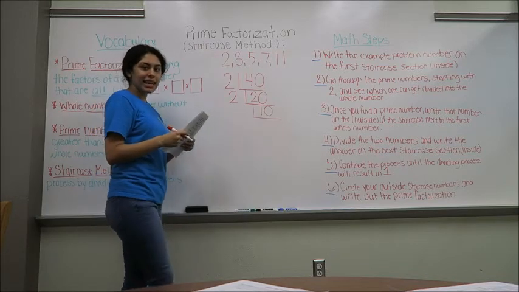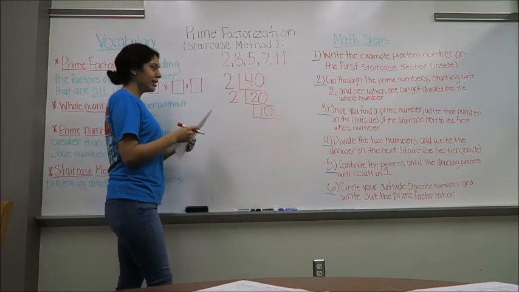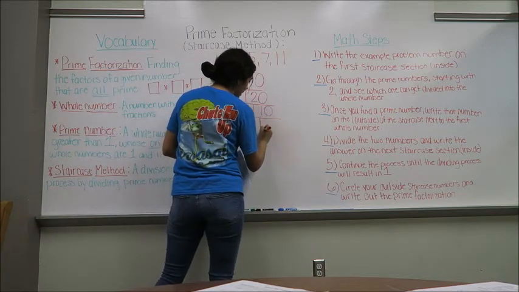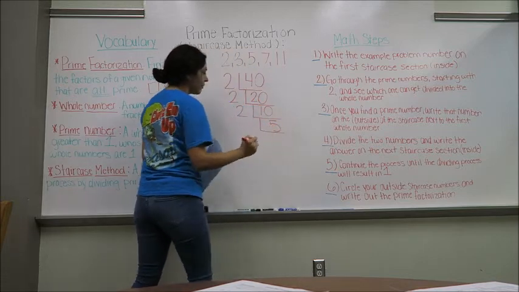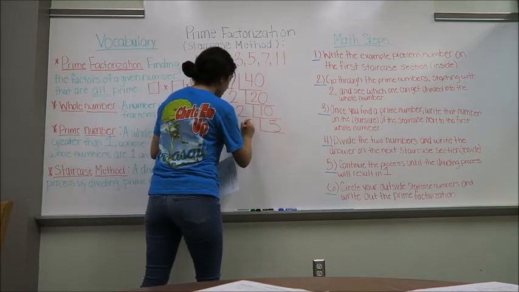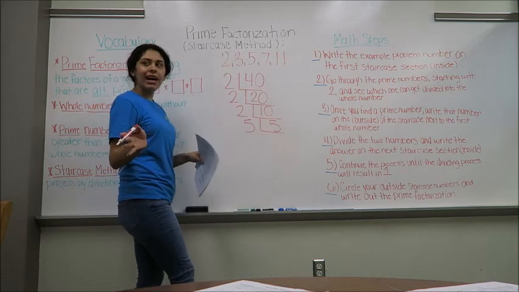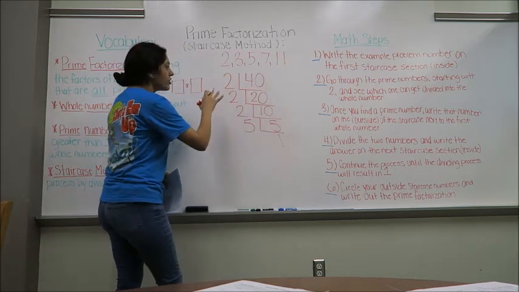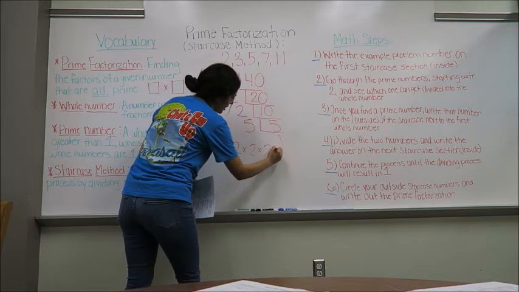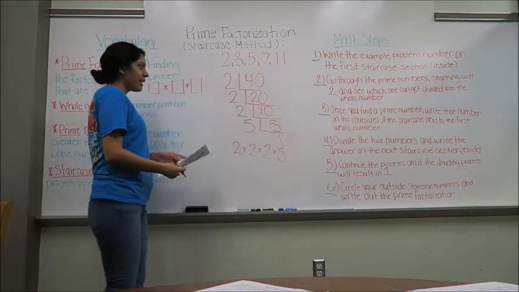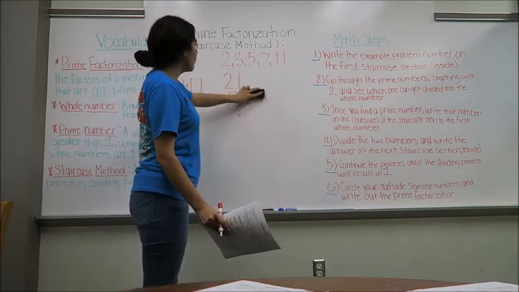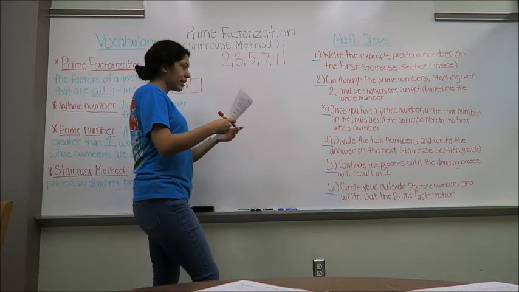What prime number can go into 10? 5? No. 2. 2 could go into 10. And how many times can 2 go into 10? It's going to be 5. What prime number from our list of prime numbers can go into 5? 5. Good job. And then 5 divided by 5 is 1. So your prime factorization is going to be 2 times 2 times 2 times 5, which will be 40. Did everybody get this as their prime factorization? Yes. Good job.